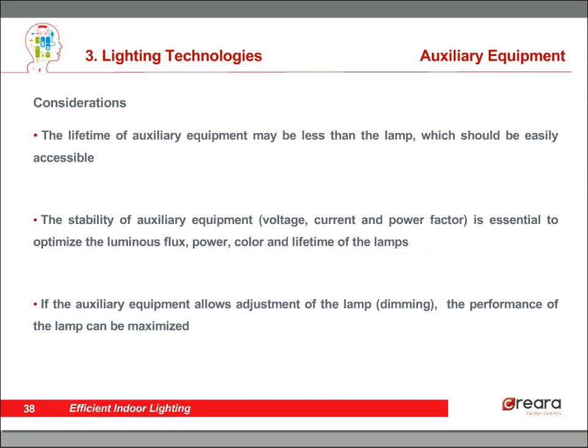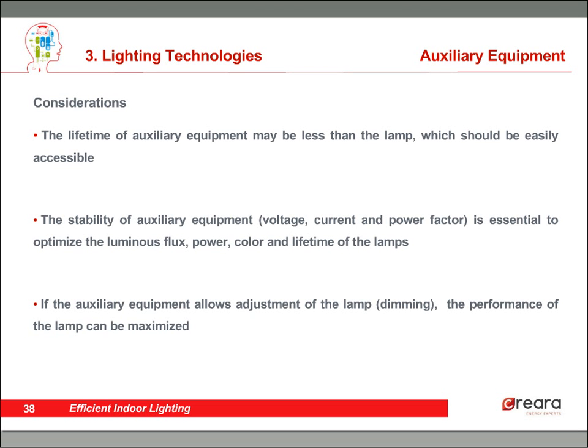Other considerations of auxiliary equipment: the lifetime of auxiliary equipment may be less than the lifetime of the lamp. So this auxiliary equipment, this ballast or this transformer, should be easily accessible. The stability of auxiliary equipment, voltage, current, and power factor, is essential to optimize the luminous flux, power, color, and lifetime of the lamps. This is especially important in LEDs.